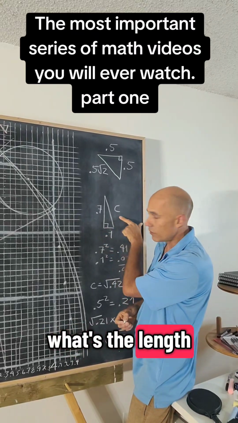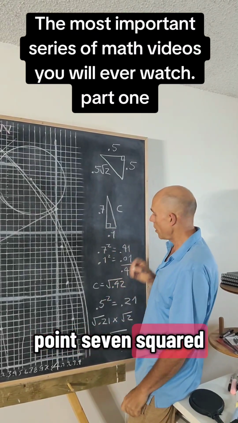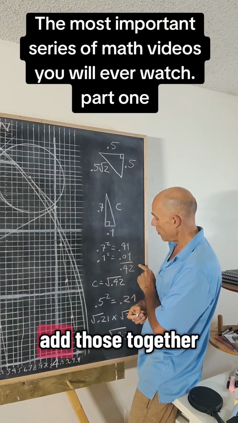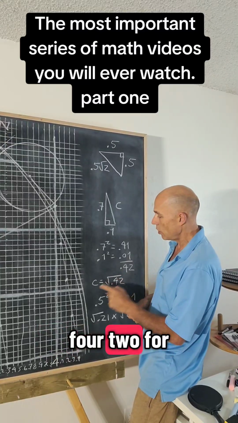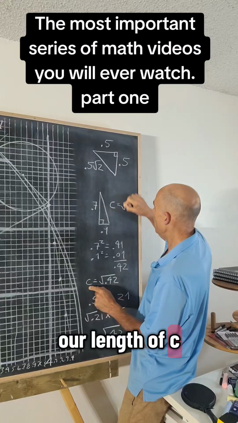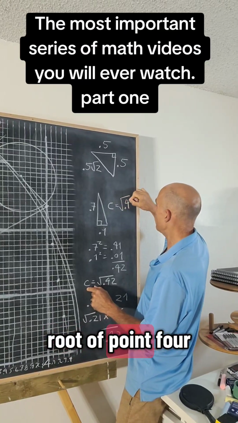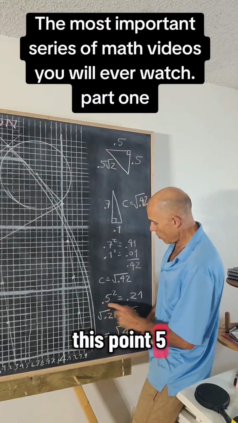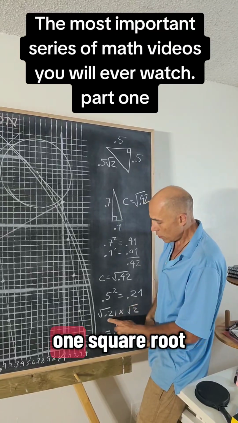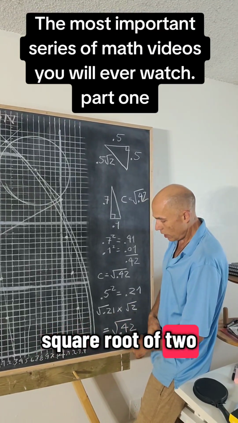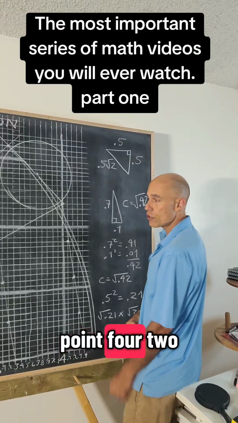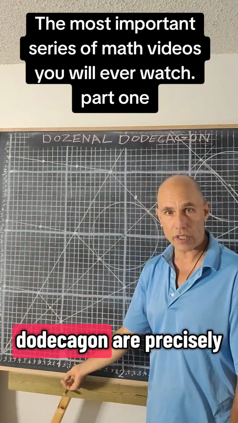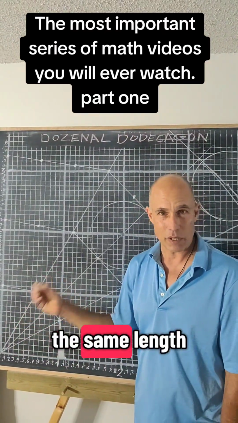That other triangle that was colored in has the length of 0.1 and then 0.7 either side of the right angle. What's the length of C? 0.7 squared is 0.41. 0.1 squared is 0.01. Add those together, we get 0.42. So our length of C is the square root of 0.42. Is that the same as this? 0.5 squared is 0.21. Square root of that times square root of 2, square root of 0.42. So we can see that all the sides of this dodecagon are precisely the same length.